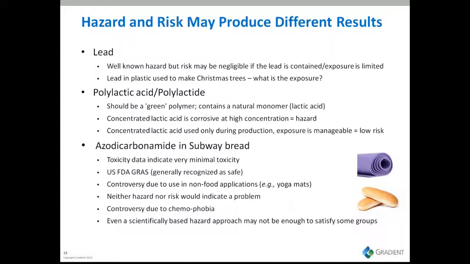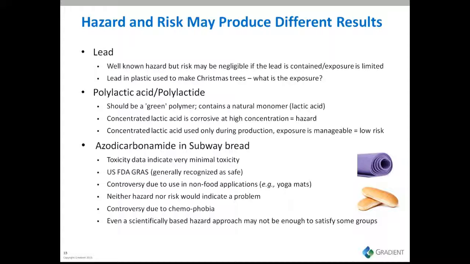Another interesting example is the case of polylactic acid or polylactide. This is something that should be considered a green polymer. It's lactic acid. It's something that's actually produced inside the body. But because the production process involves concentrated lactic acid, and that's corrosive at high concentrations, it actually is tagged as having a high hazard, when in fact that only involves the production process, which can be well contained and well managed and represents a low risk. So again, another case where risk and hazard really would result in different outcomes.